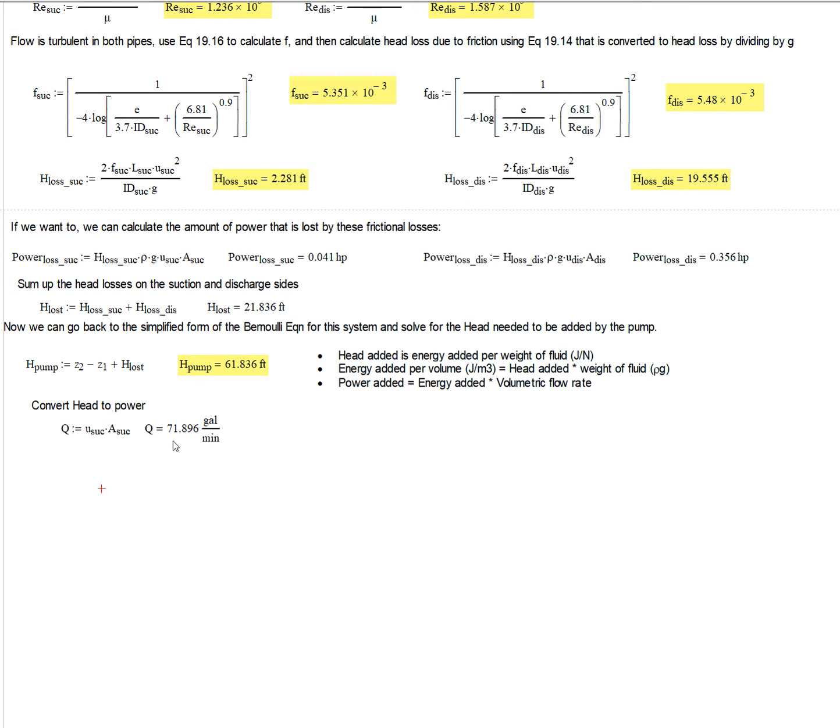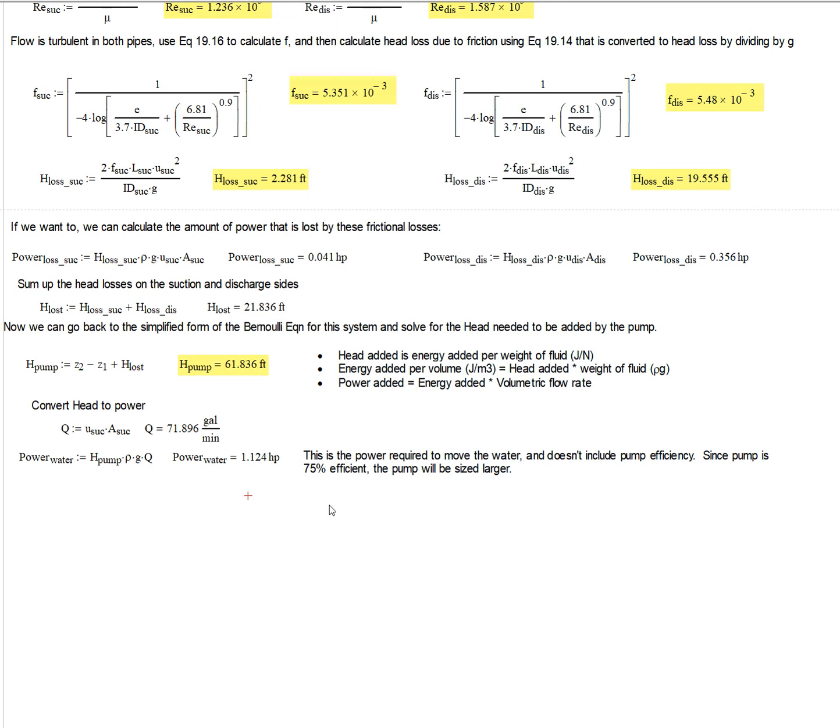And so we get a value of 71.896 gallons per minute for the volumetric flow rate. We can then calculate the power required in the pump to pump this fluid by multiplying the head times rho g Q. That's 1.124 horsepower.